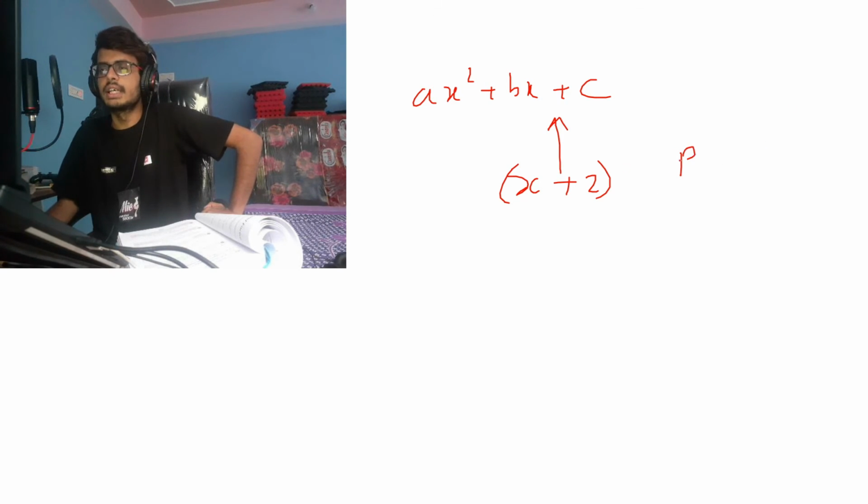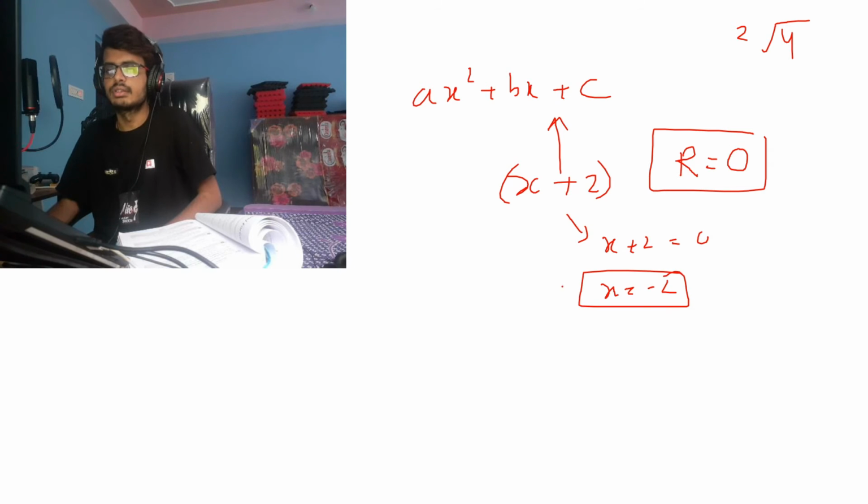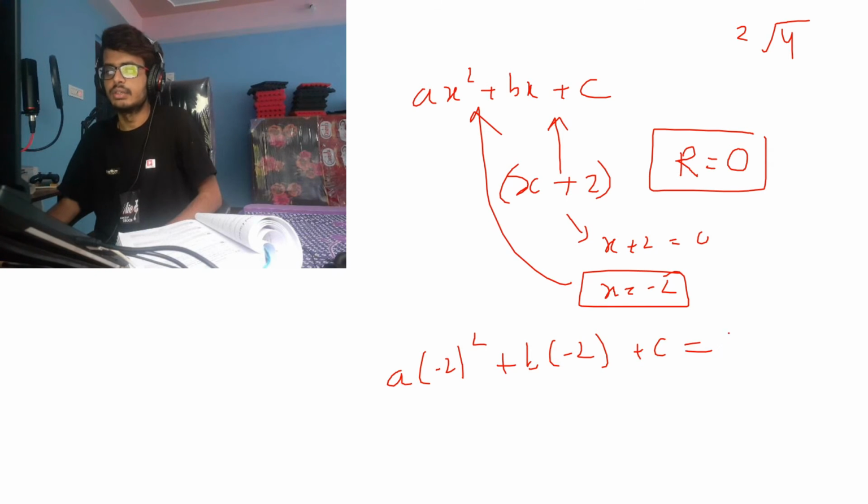So when a thing completely divides something, what will be the remainder? What will be the remainder when 4 is divided by 2? 0, right? So remainder is 0. So in this type of question also, you do the same thing. So x plus 2 equal to 0, x equal to minus 2, right? You get x equal to minus 2, put the value of x in this equation. So a into minus 2 square plus b into minus 2 plus c equal to 0. So this is how you solve this kind of question.